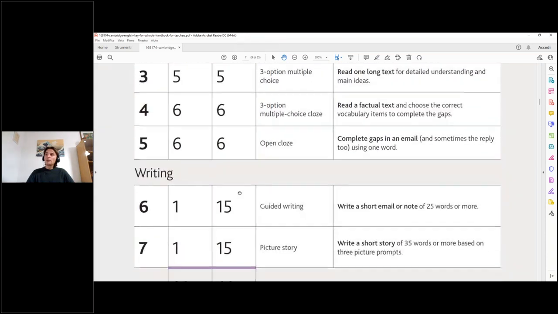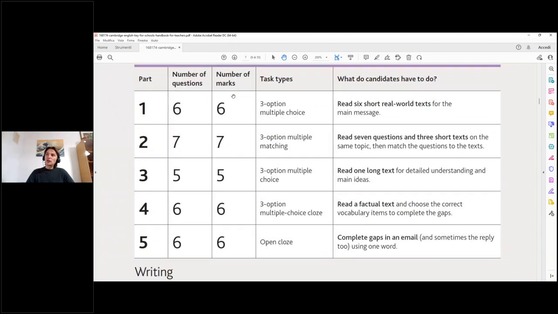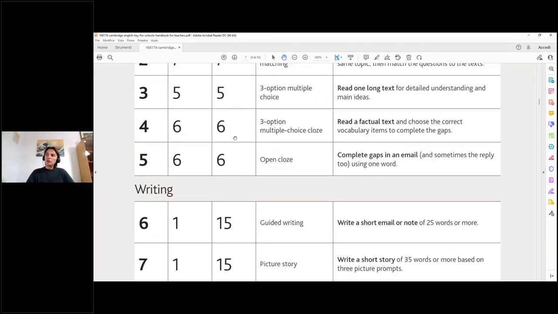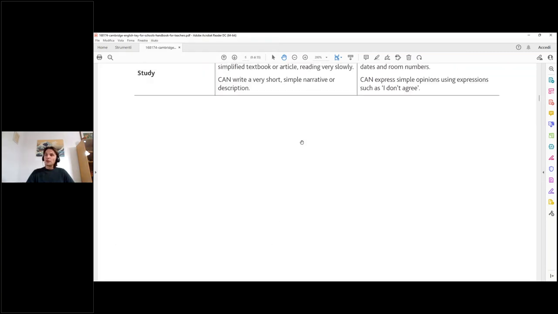The points. And I will say that usually in the writing part, students most of the time get 10 for writing part 6 and 10 for writing part 7. So usually you should get about 20 points in the writing part. I mean, it's pretty easy to get 20 points here. So 20 plus these points should give you the final mark for your reading and writing.